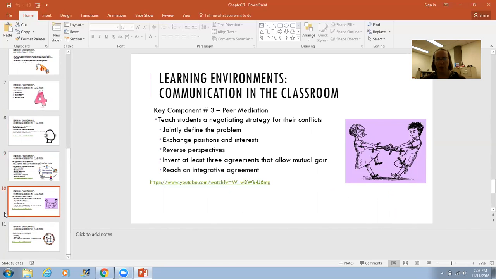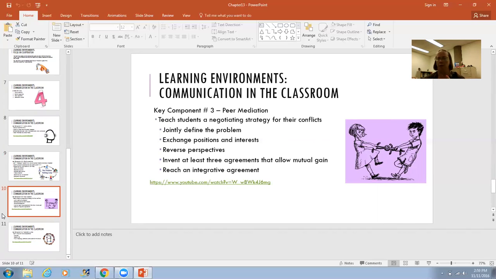The third key component is peer mediation, and this is a method of teaching students a negotiating strategy for their conflicts, and it's actually done by other students. So what happens with this is they jointly define a problem, they exchange positions and interests. So this is how I feel, and this is what I think. This is how I feel, and this is what I think. And then we have them switch perspectives.